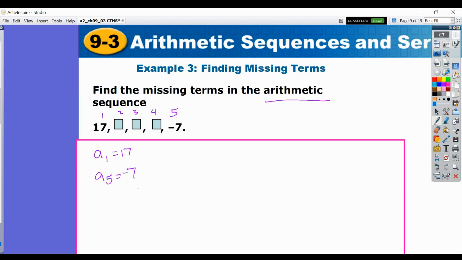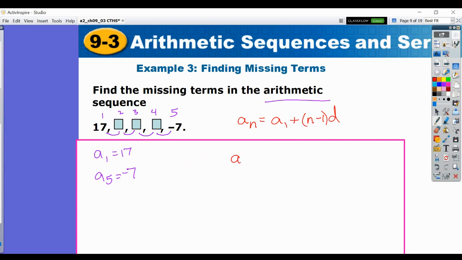So you could probably use logic and figure out how many common differences you're going to need. You're going to need 4 of them. So there is a way to do this. I'm going to show you the way with the formula, because when we get to the next section, 9-4, it's a little bit harder because it's not just adding. So what I would do is take the formula that we have for finding the nth term of a sequence, and we know the fifth term, so let's just use that and set this up and see if we can figure out what the difference is, because that's the thing we don't know.